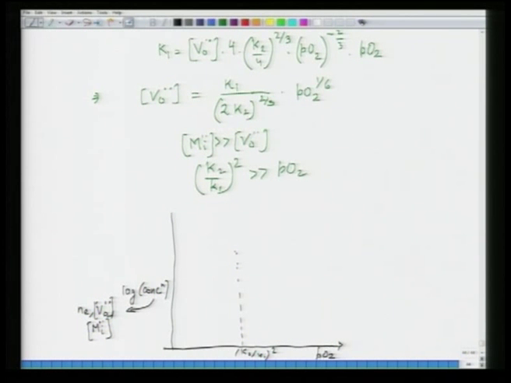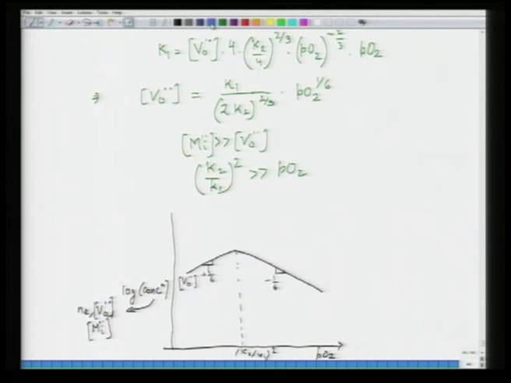In that case, what we have is our VO varies as this. So, this will be plus 1 by 6 for VO. Okay. And how does VO vary after, when PO2 is larger? In that case, it varies like this. So, this will be minus 1 by 6. This is the VO line. Now, how does Mi vary, let us say the blue line?